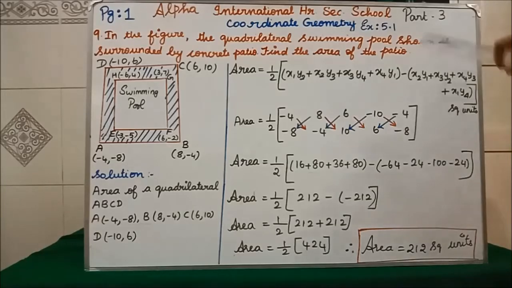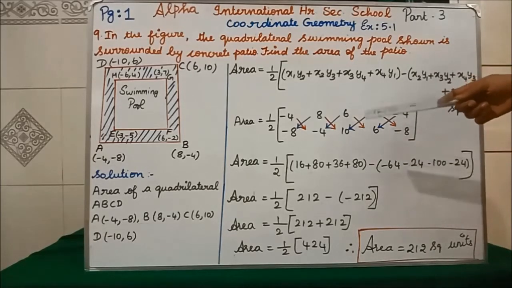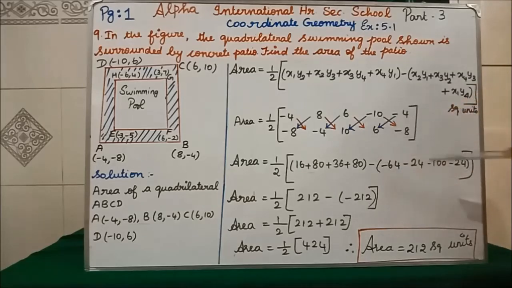Here the next step, first you have to come from left to right, the red arrow mark you see. 4 4s are 16, 8 10s are 80, 6 6s are 36, 10 8s are 80, minus 8 8s are 64, 6 4s are 24, 10 10s are 100, 6 4s are 24. Now add those values, we are getting 212. Similarly, if we are adding this side, we are getting minus 212.